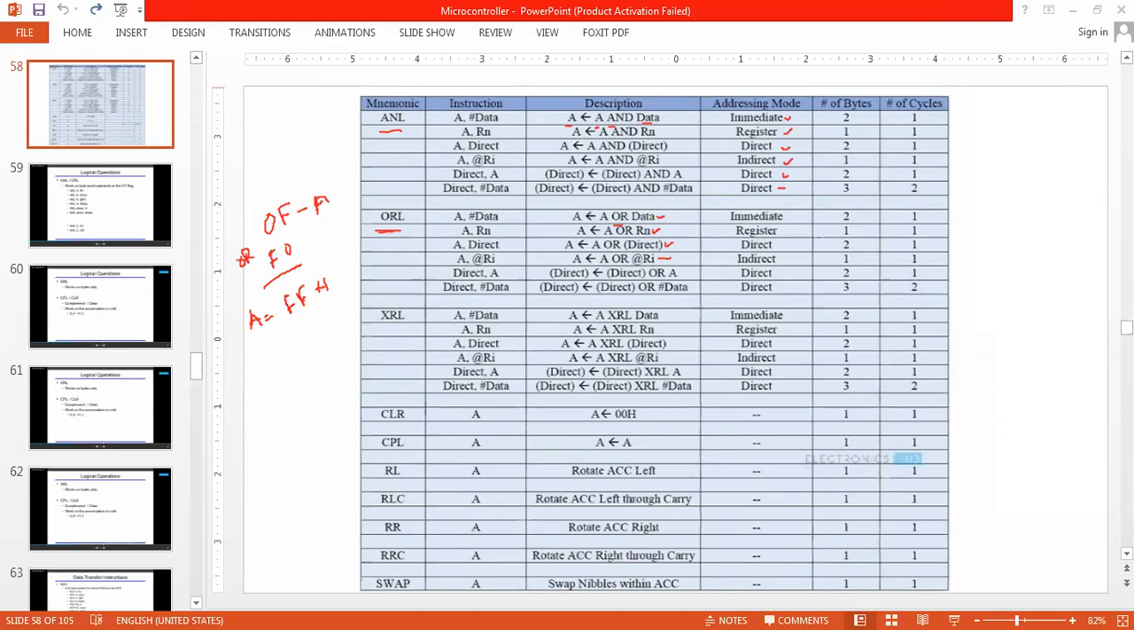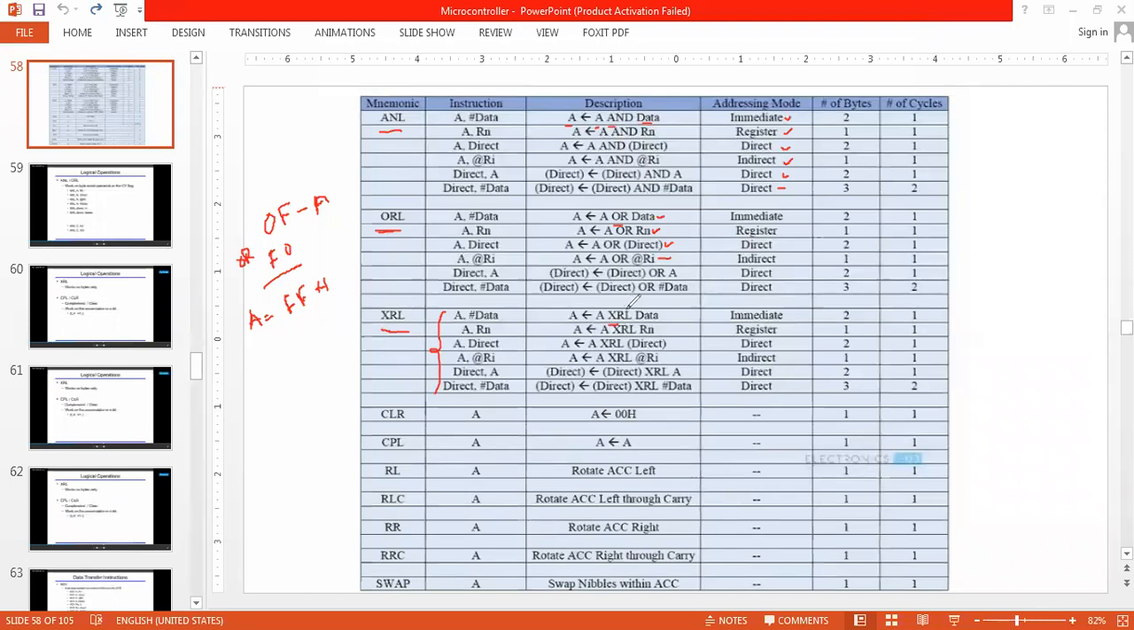Is there any confusion? You can ask me. Okay. So in the same way, there is one more logic gate, XRL. That is XOR logic. It's going to be an XOR logic between the two data. And the addressing modes are similar as we have learned in ANL, ORL. Here XRL stands for XOR logic.